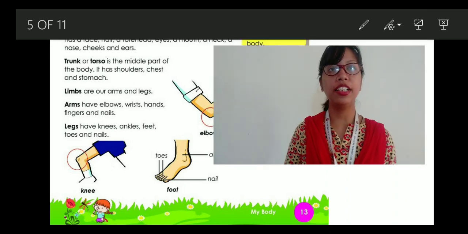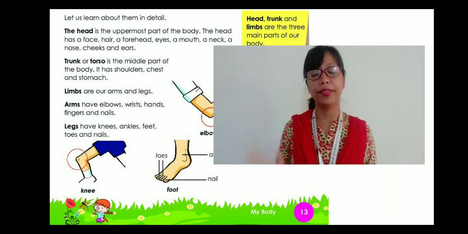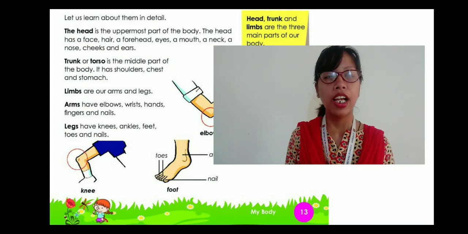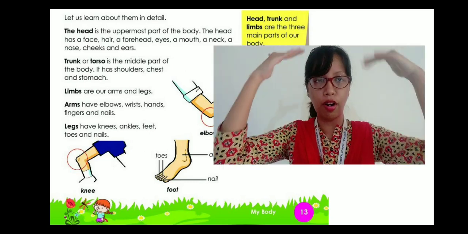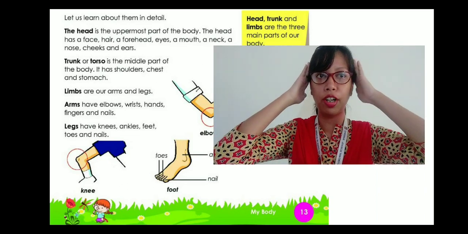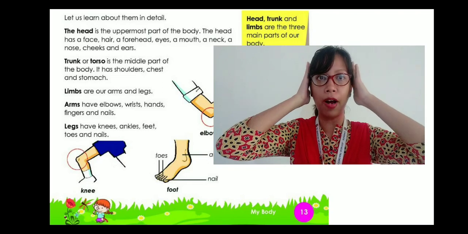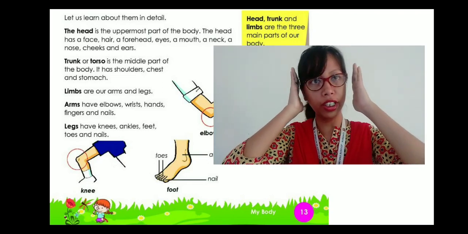Okay, so as you know, first and foremost is the head, right? Now where is the head? The head is at the top of the body. It is at the top of the body, right? It is in the uppermost part of the body. The head is the uppermost part of the body.